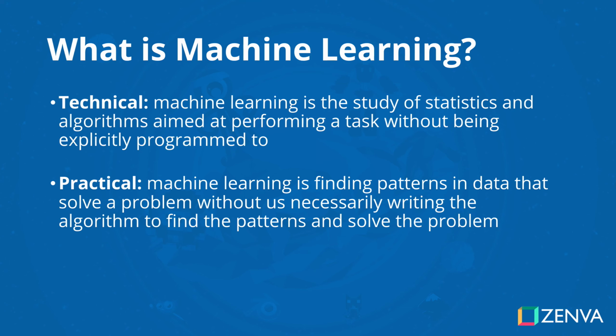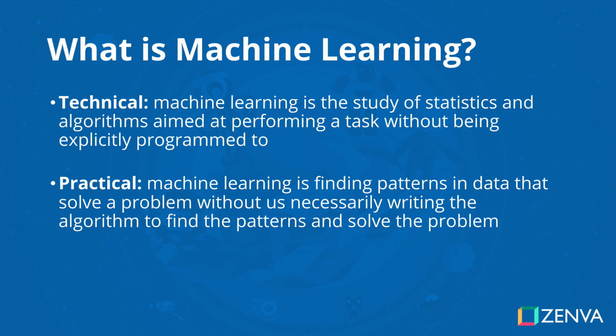And that is that machine learning is finding patterns in data that help to solve a problem without us necessarily writing the algorithm to find the patterns and solve the problem. Now, realistically, these are both kind of describing the same thing. There are a couple of common themes in there. So the first is that we're aimed at performing a task or solving some kind of a problem. Well, that's kind of obvious. I mean, that's what software is supposed to help us to do, is perform some task or solve a problem easier than we would otherwise be able to do.